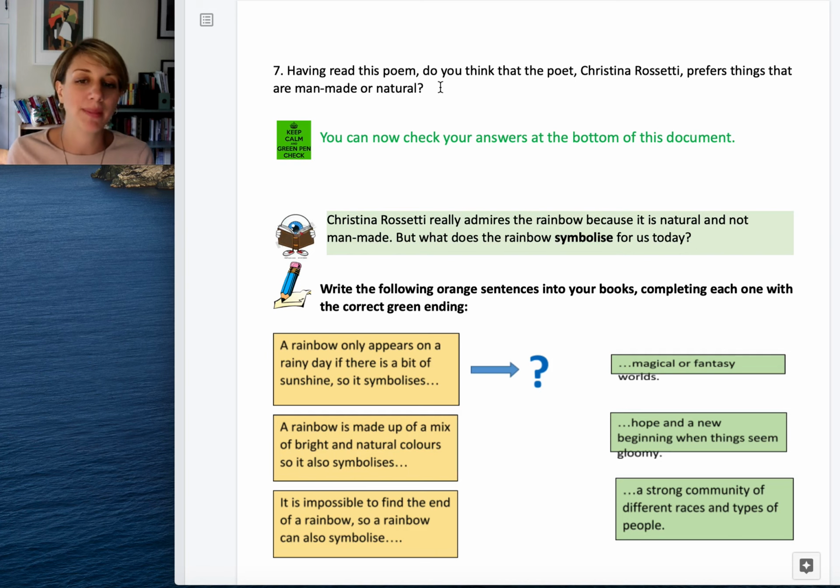It's your personal opinion. Once you've had a go at answering those questions, you can check your answers at the bottom of this document. Remember, wherever you see the green pen check, it means that we want you to adjust or correct your answers if you didn't get it quite right. So if you left one blank or if you got something a little bit off, make sure you correct it now.